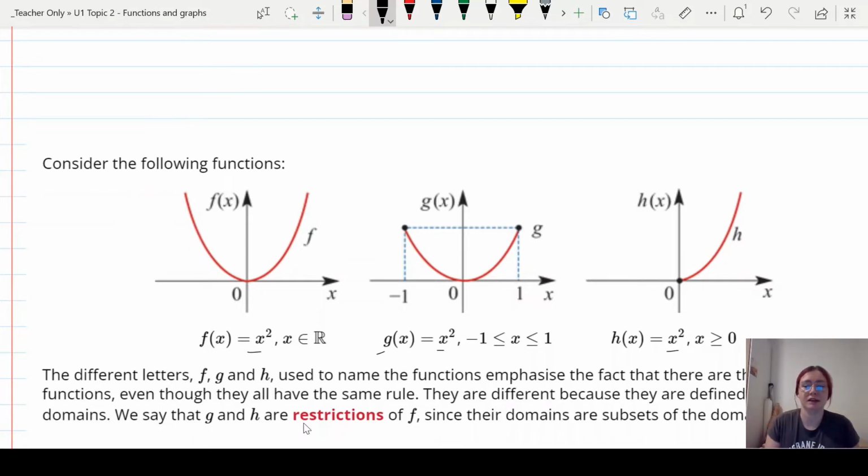So we refer to these as restrictions of the original function f because their domains are subsets of the domain of f. So f of x wholly contains g of x and h of x in this case, but those are subsets, so we refer to them with a different letter.